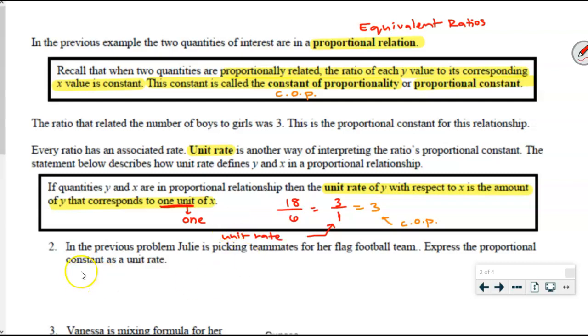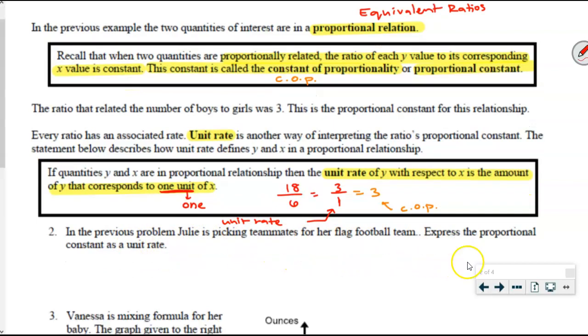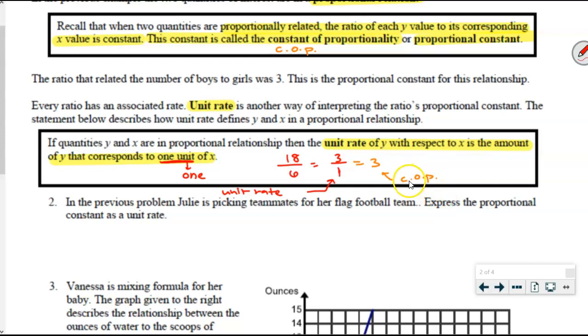I just answered question 2 in the previous problem. Julie is picking teammates for her flag football team. Express the proportional constant as a unit rate. I just did that. The COP is 3. But what does that really mean? That 3 as a unit rate is 3 to 1. Adding some labels to really make this unit rate have some meaning, the 3 refers to the number of girls Julie has chosen, and the 1 refers to the number of boys that Julie has chosen. So 3 girls to 1 boy.